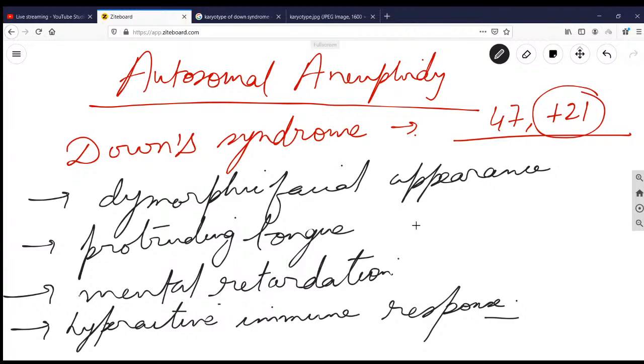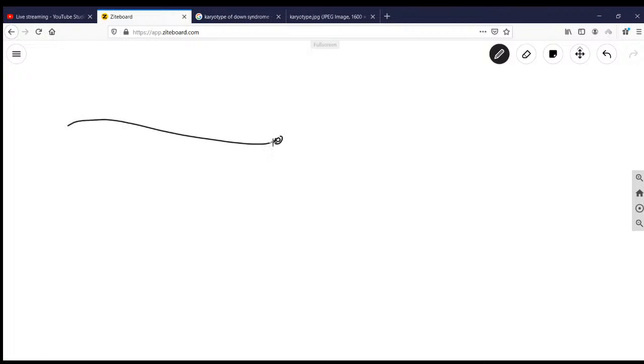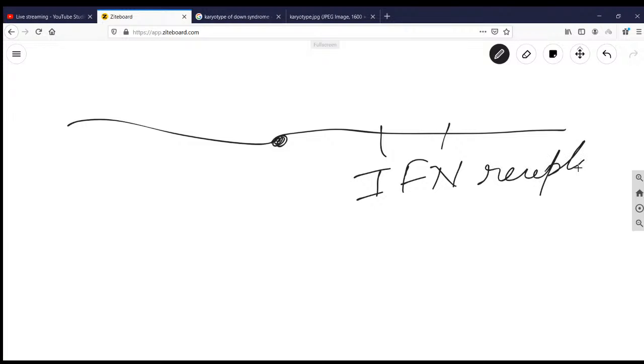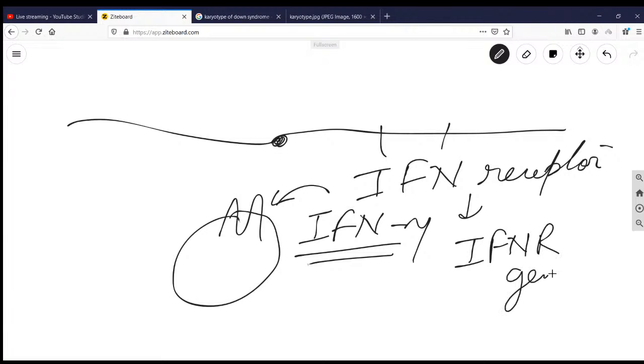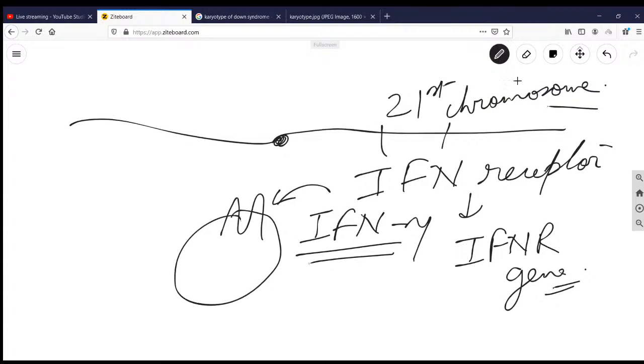Why do they have a hyperactive immune response? Because the 21st chromosome, as I told you, has three copies. The 21st chromosome also contains a gene which codes for the interferon receptor. So if this gene is expressed more, more cells will possess interferon receptor, which will bind to interferon secreted by virus-infected cells, like interferon gamma, and that will cause more and more hyperactivation of the immune response. So this is one theory regarding hyperexpression of the interferon receptor, the IFNR gene present on the 21st chromosome. So this is your Down syndrome.